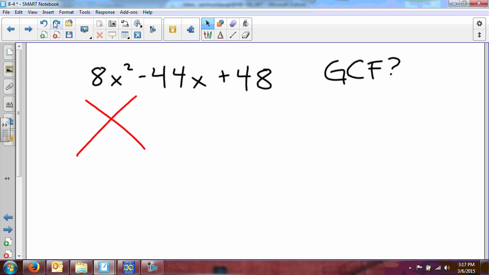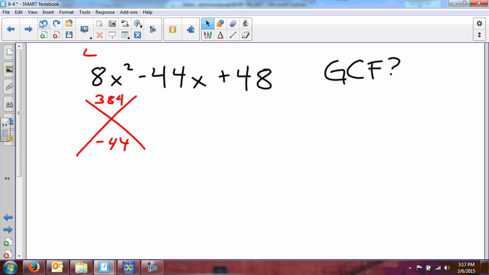Okay, this one here. 8x squared minus 44x plus 48. 8 times 48 is 384. And then my negative 44 goes on bottom. Good luck trying to factor this one out. Not that it's too terribly bad, but it's going to take a while.